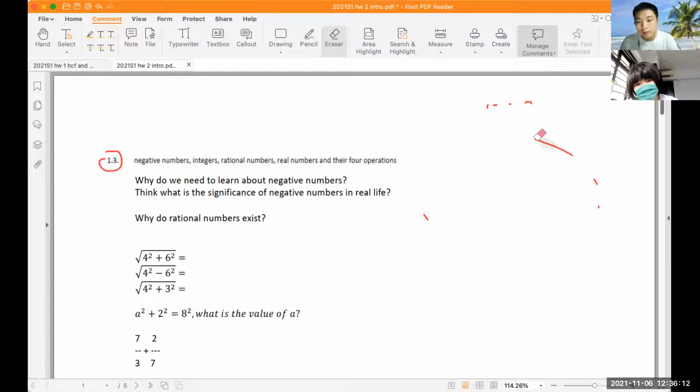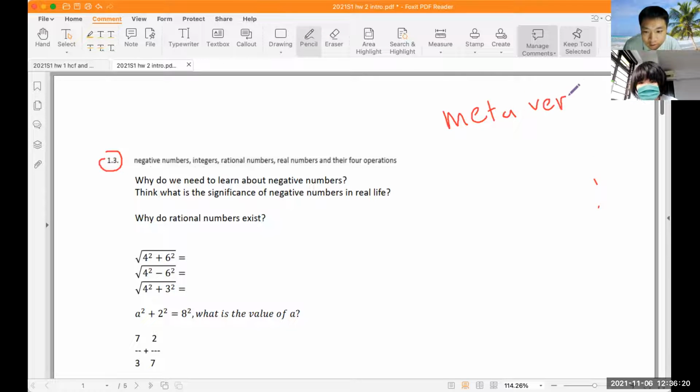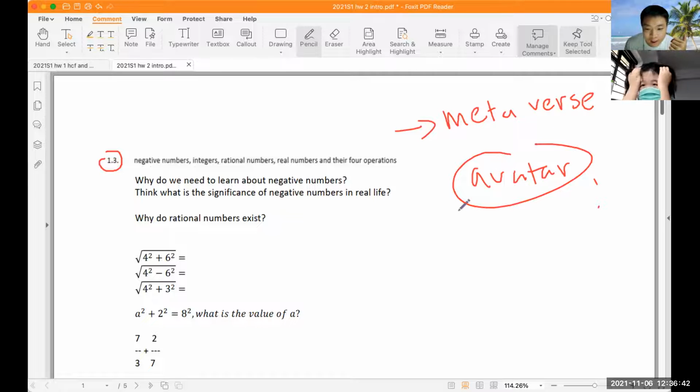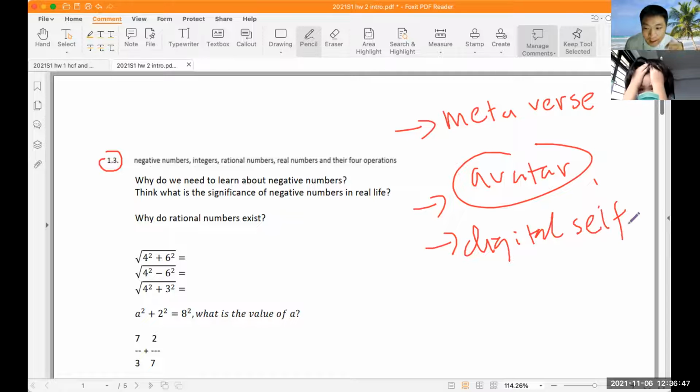Right now we are doing Zoom, right? So the spelling is this, metaverse. In this metaverse, we use our avatar. You know the avatar? That means a cartoon representation of ourselves. In this metaverse, basically you can have an avatar and then you have a digital self. And then you just live your digital life in this metaverse.